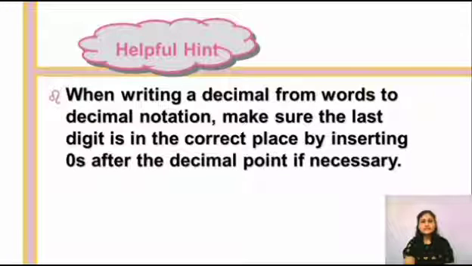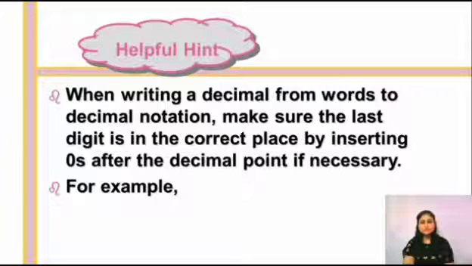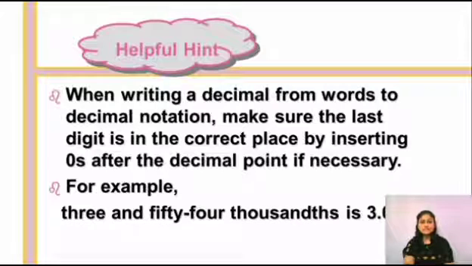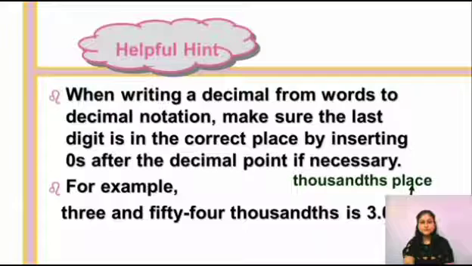When writing decimals from words to decimal notation, make sure the last digit is in the correct place, so that you set zeros after the decimal point as needed. For example, 3 and 54 thousandths is 3.054, and 4 is in the thousandths place.